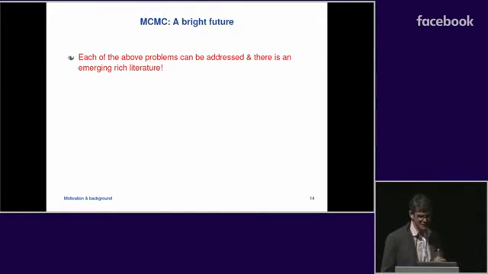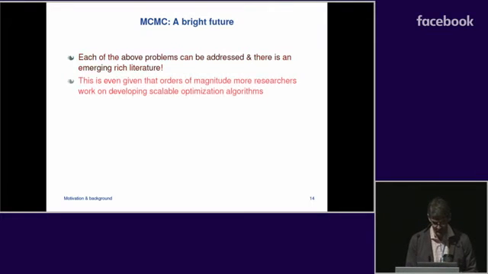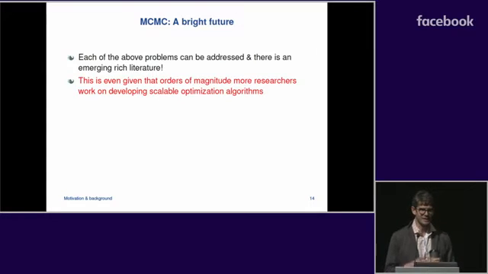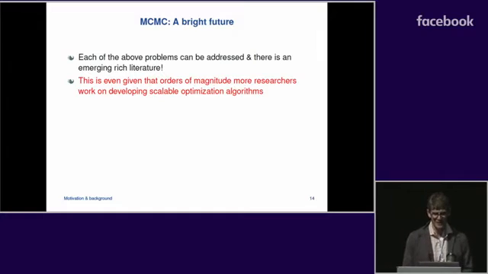But I would say that each of the above problems can be addressed. There are already methods in the literature, and there's going to be a rich emerging literature in this area, I think. And I would say that this is particularly promising because there's at least an order of magnitude, if not orders of magnitude, more people working on optimization and trying to develop scalable optimization algorithms than there are working on scalable sampling algorithms. There's really only a handful of people working on these problems, and even given that, there have already been some really quite nice developments, and I think that that's quite promising.